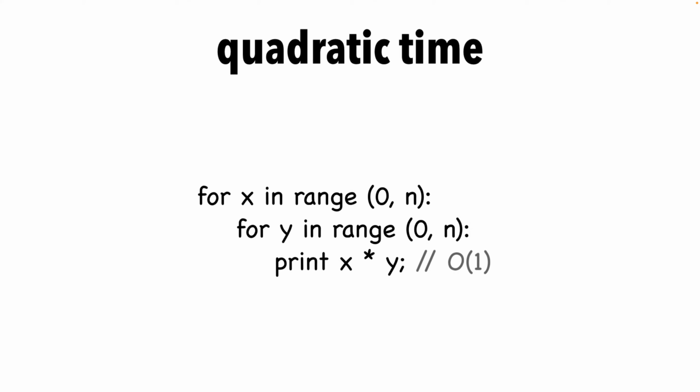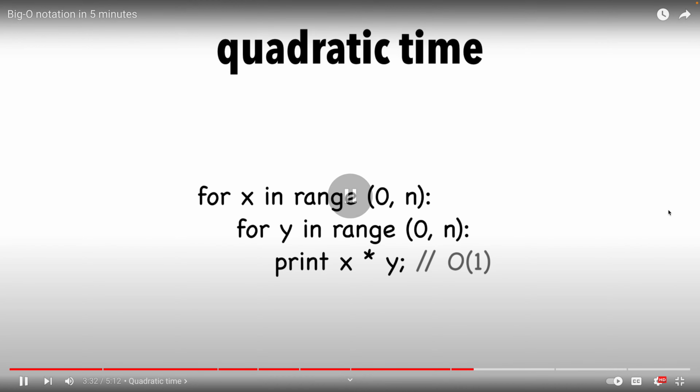Finally, let's look at quadratic time. I think you can see that the print statement will be executed n times n. So how many times is this outer loop going to run? N times. How many times is this inner loop going to run? N times. If we have nested loops, the inner loop is going to run the outer loop amount of times times the inner loop amount of times. So n times n. So this code, print x times y, is going to run n squared times, which gives us big O of n squared.